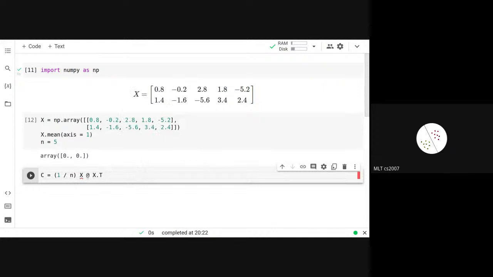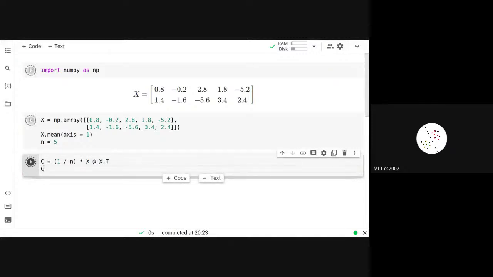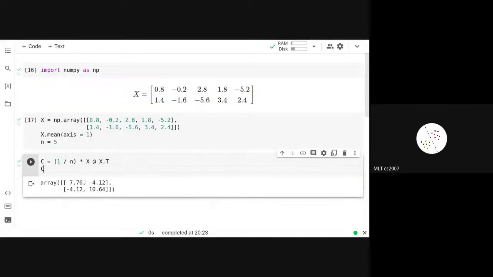I've just written this here. Now if you look at the covariance matrix, it'll be a 2x2 matrix. It's of this form. Are you all fine with this? What I have done here? Yes, sir. Okay, I have just done this much.